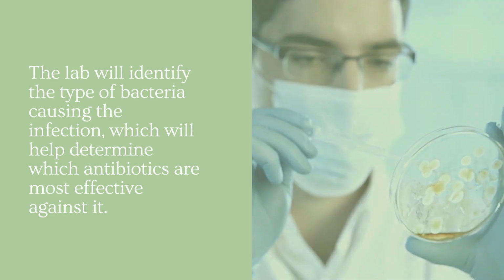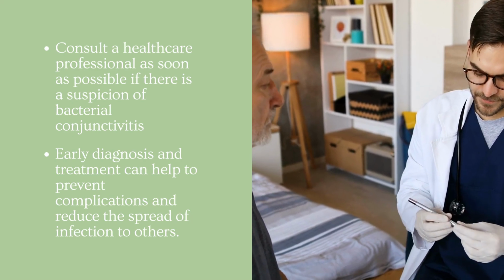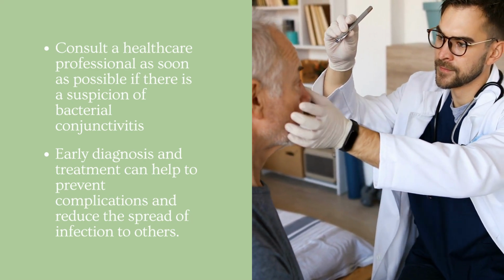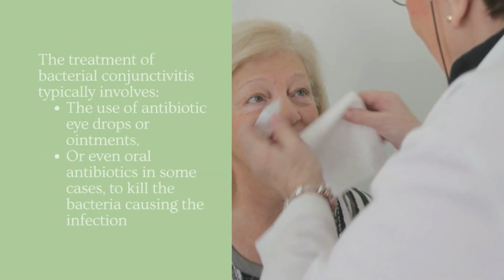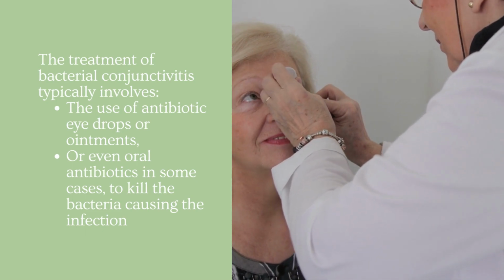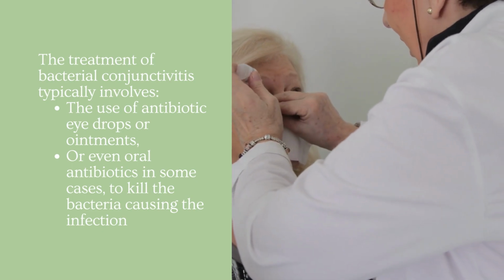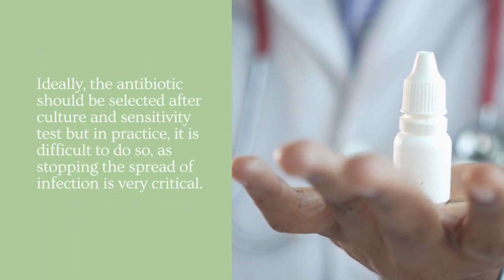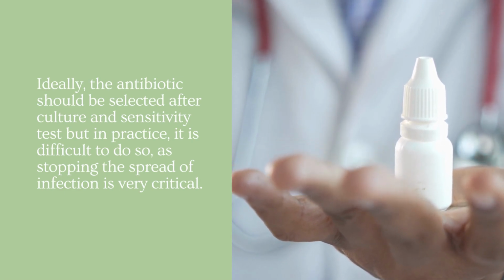The lab will identify the type of bacteria causing the infection, which will help determine which antibiotics are most effective against it. It's important to consult a healthcare professional as soon as possible if there is a suspicion of bacterial conjunctivitis, as early diagnosis and treatment can help to prevent complications and reduce the spread of infection to others. The treatment of bacterial conjunctivitis typically involves the use of antibiotic eye drops or ointments, or even oral antibiotics in some cases, to kill the bacteria causing the infection. Ideally, the antibiotic should be selected after culture and sensitivity test, but in practice, it is difficult to do so, as stopping the spread of infection is very critical.